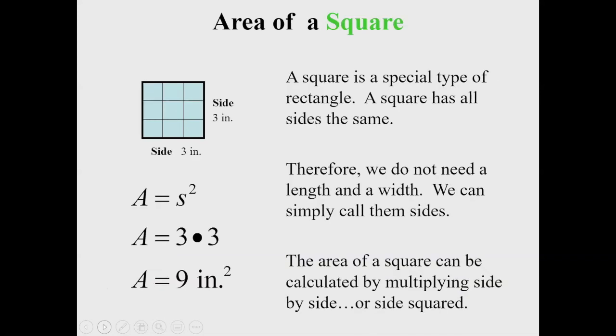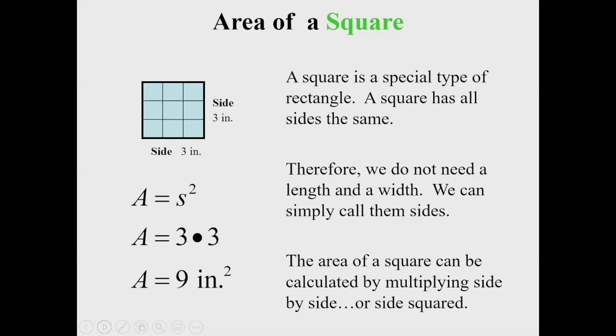Area of a square. A square is a special type of rectangle. A square has all the sides the same. Therefore, we do not need a length and a width. We can simply call them sides. So the area of a square can be calculated by multiplying side by side, or side squared.